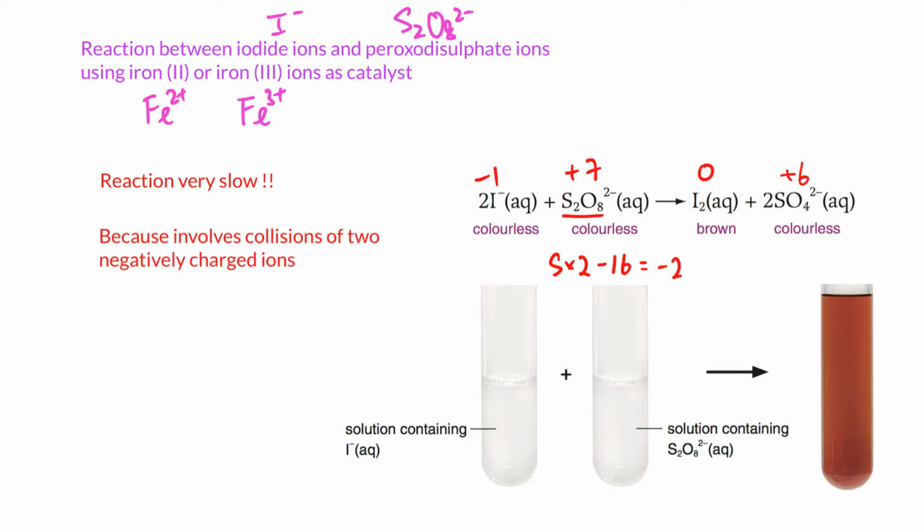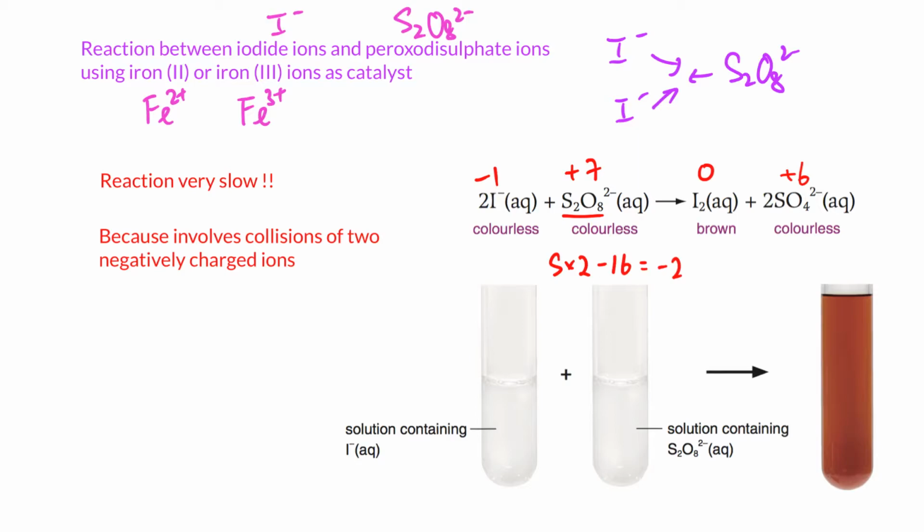But for this reaction to occur, you have one criterion, which is that I minus has to bond with the S2O8 2 minus. That means we have two iodide ions and also the S2O8 2 minus. They have to come together to pass the electrons over to the others. Let's say iodide has to pass the electrons to the peroxydisulfate ions, then they will react.